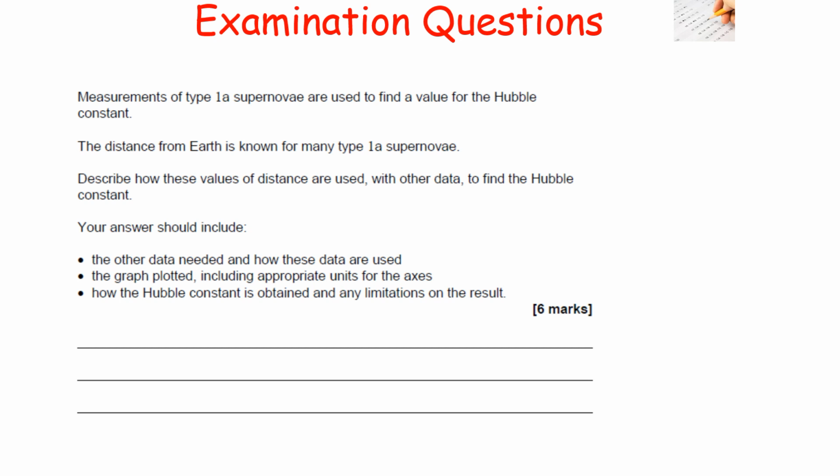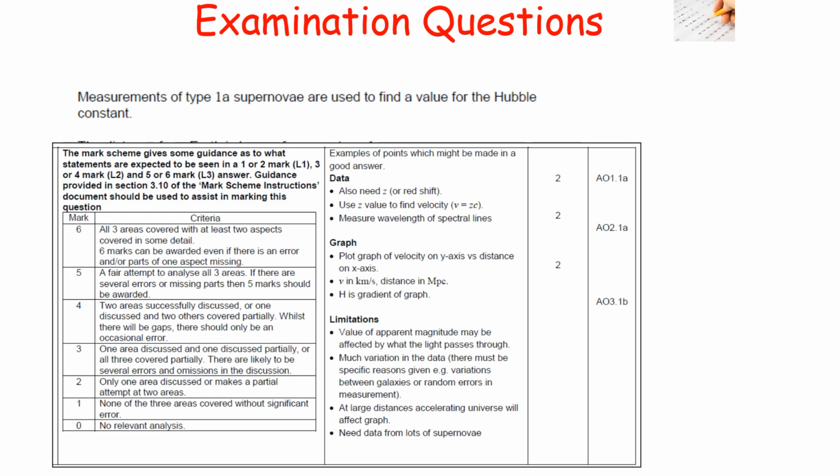Right, so with this one, you've got to answer each bullet point separately. That's a key point for A-level physics questions. Always answer each bullet point separately. So how can we look at the data? The first thing to note is that you need the value for z, the redshift value. You can use z to find the recession velocity of that particular object, because we know that z is equal to v over c. So therefore the recession velocity v is equal to z times c.